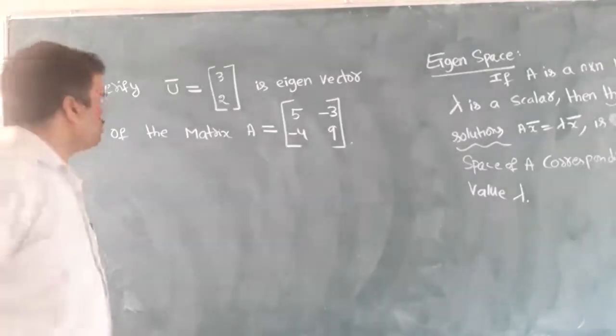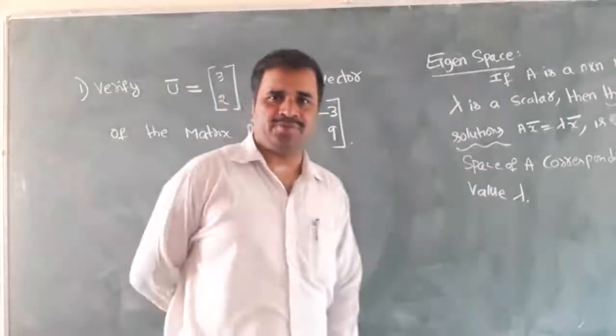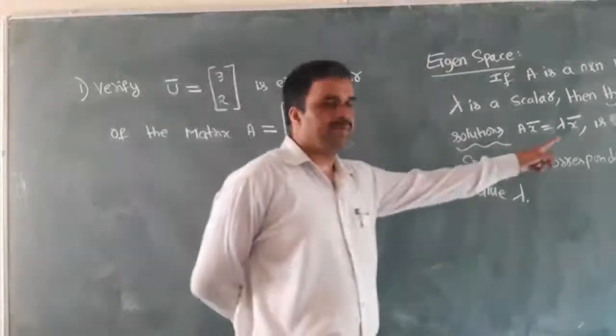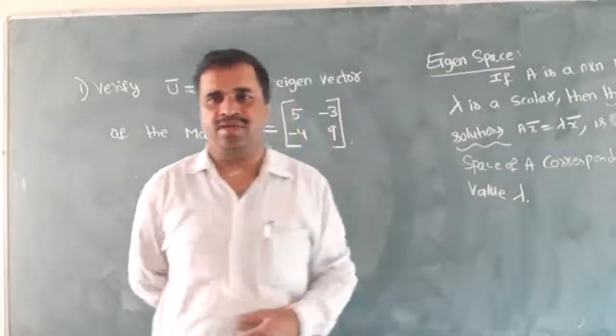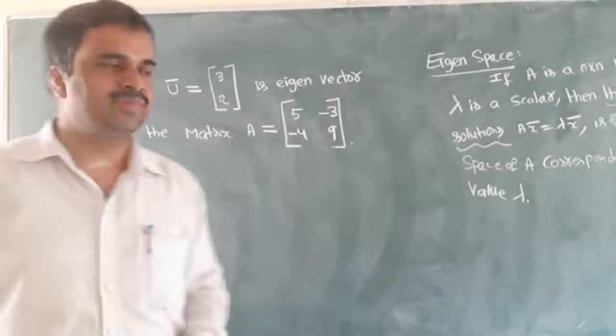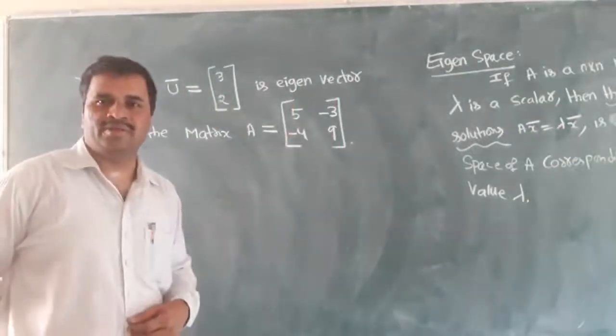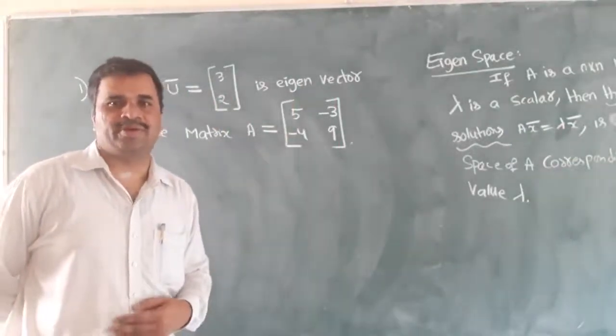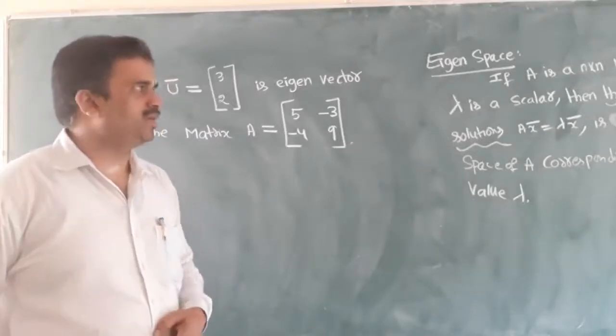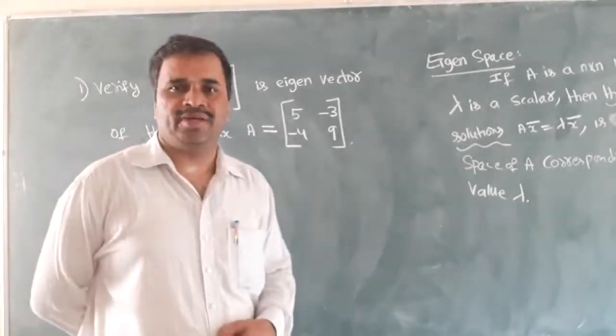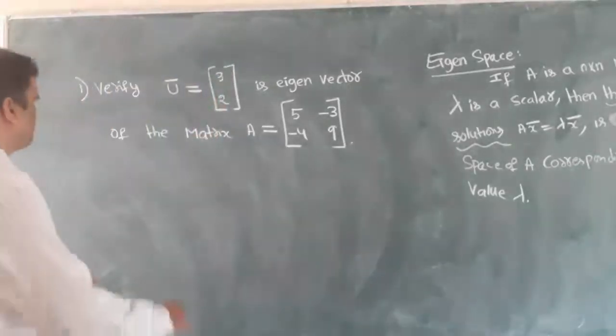Yes, eigenvector means we have to prove that A x bar is equal to lambda x bar. This x bar is known as an eigenvector. So simply we have to prove it: A x bar is equal to lambda x bar. We have to prove it. Alright. Solution.